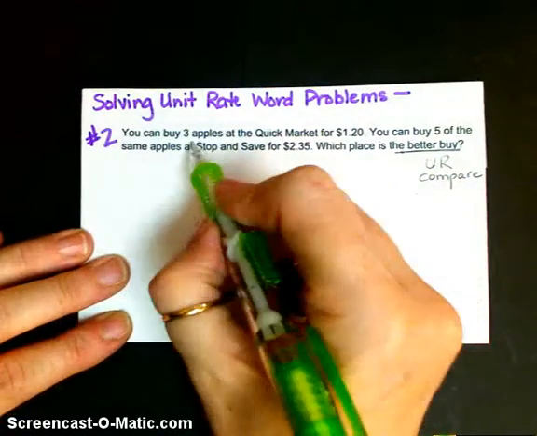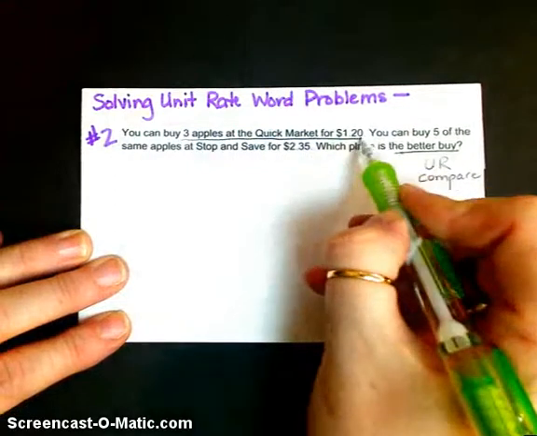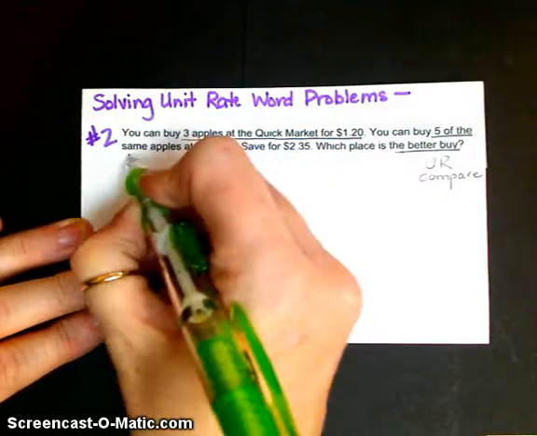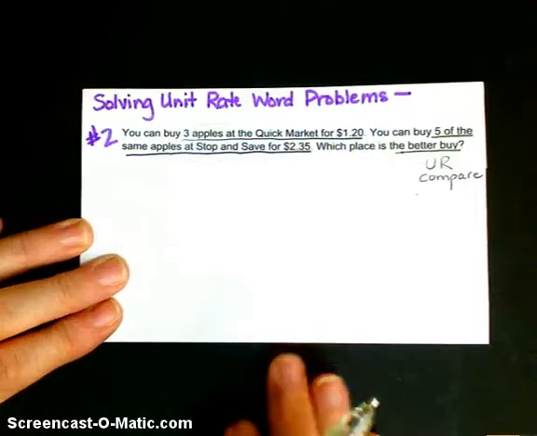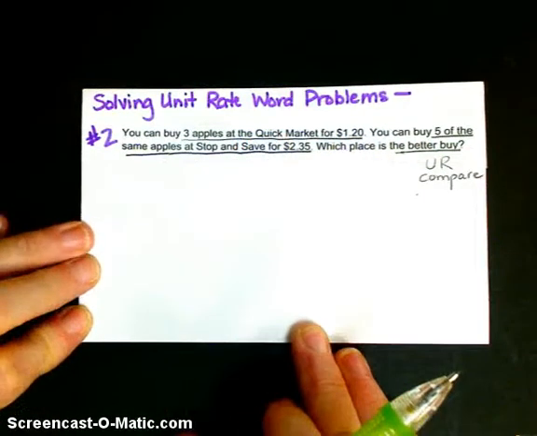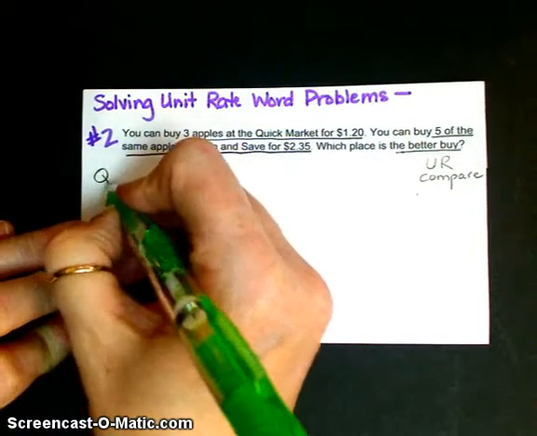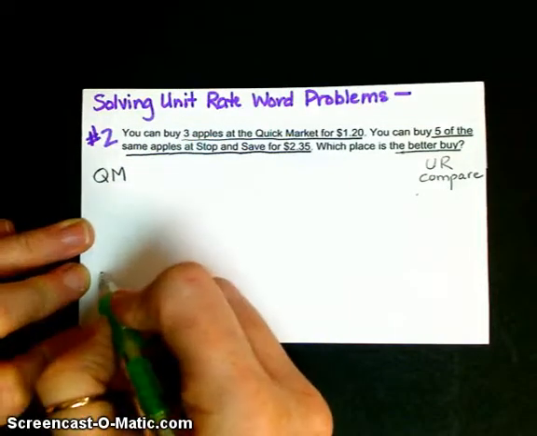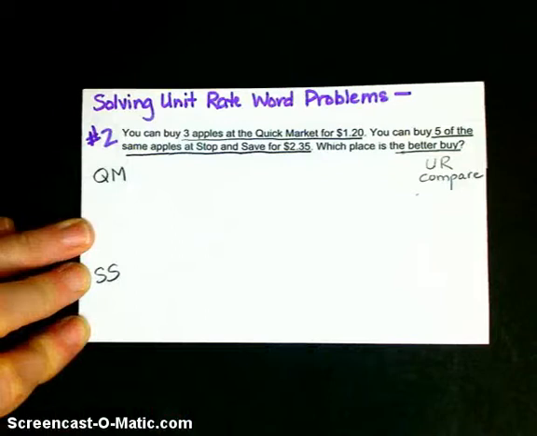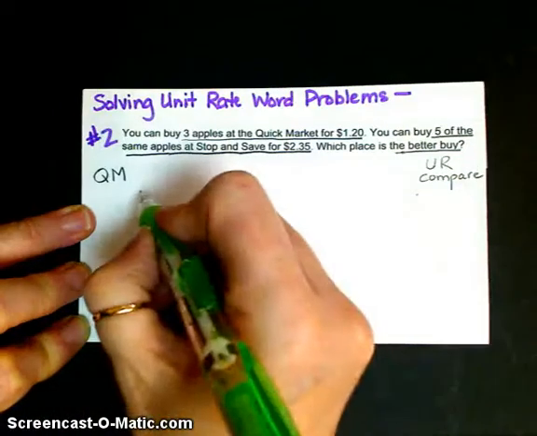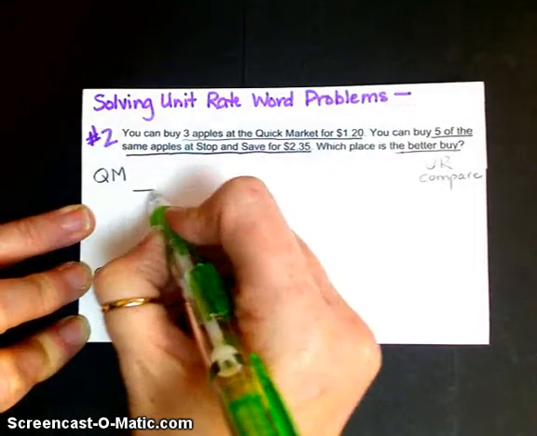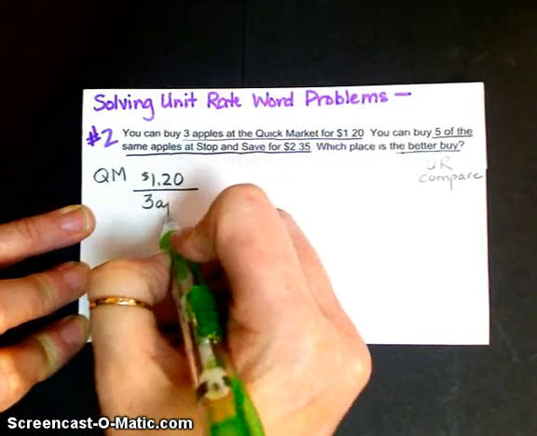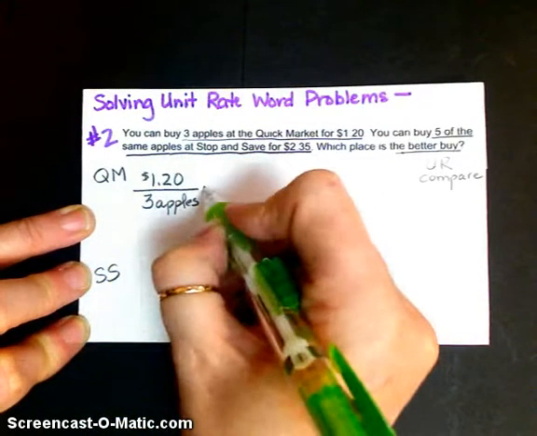This says I can buy 3 apples at the Quick Market for $1.20, or I can buy 5 of the same apples at Stop and Save for $2.35. Well, I'm going to have to find my unit rate for the Quick Market, and I'm going to have to find my unit rate for the Stop and Save. I know that money always goes on top, so that's going to be my initial rate.